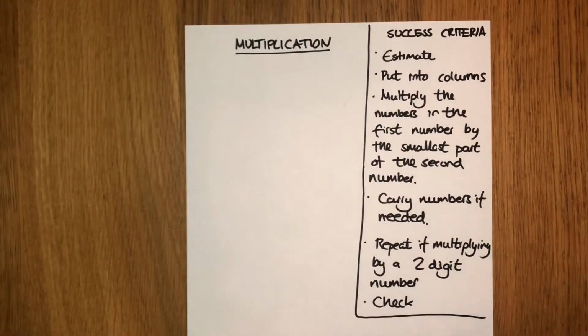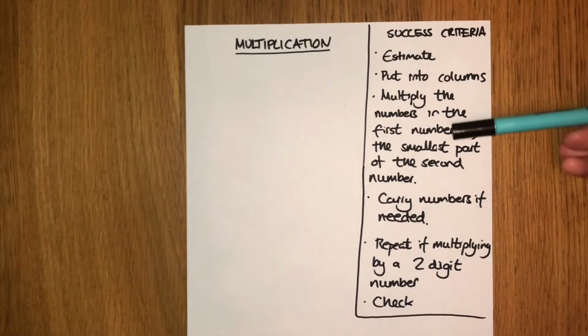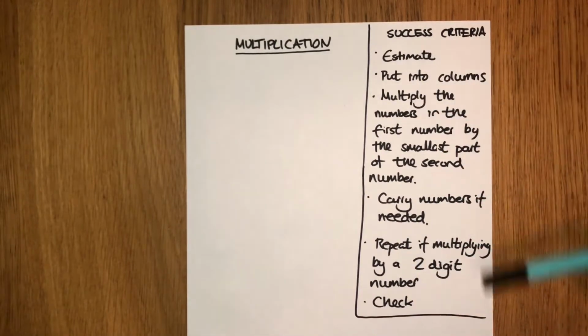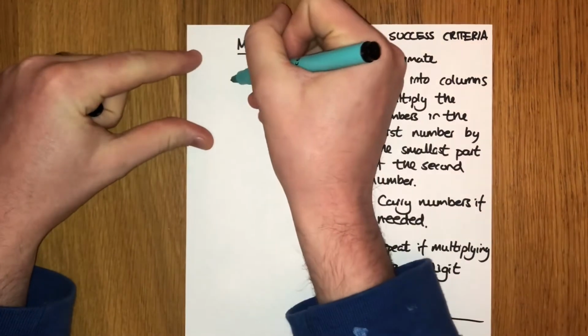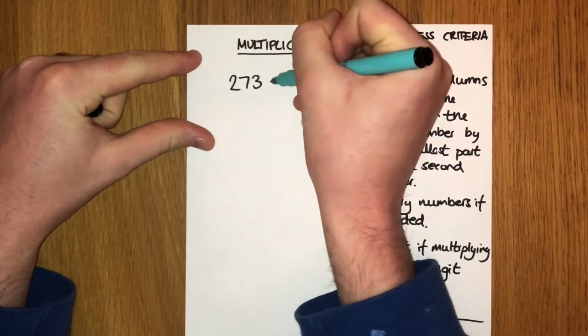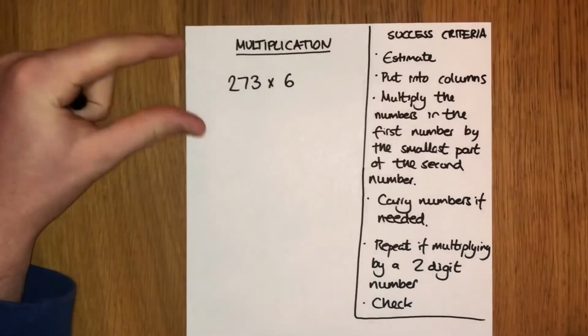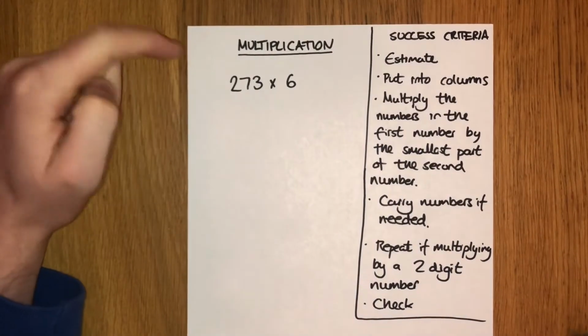Okay, multiplication, success criteria. Pause here if you need to have a little read through it, but I'm going to go through it with us. Right, let's say we've got something like 273 times by 6. So I'm going to do a quick estimate. Well, that's close to 300.